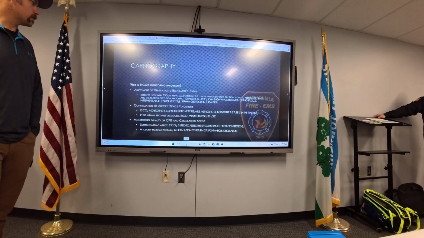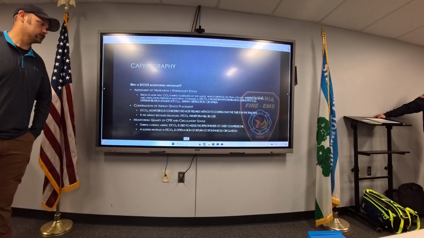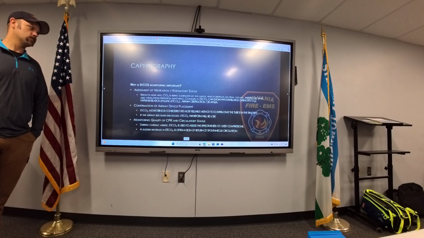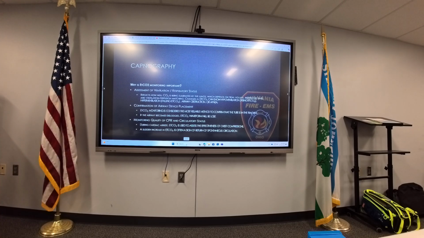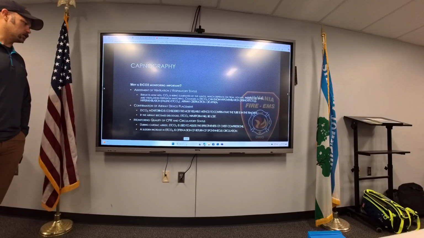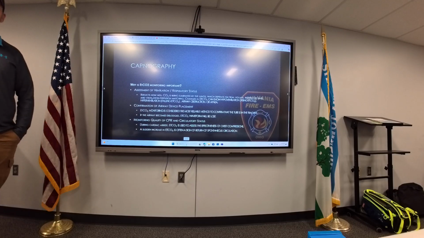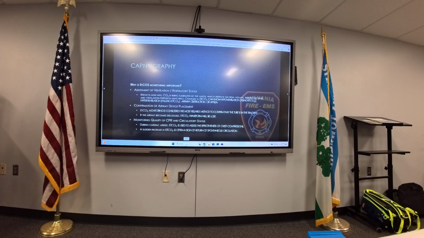Capnography. Why is end-tidal monitoring important? Assessment of ventilation and respiratory status reflects how well CO2 is being eliminated. There are plenty of variables. The biggest one we should use it for is confirmation of airway device placement. Even with the old colorimetric device, yellow yes, purple poor, those can sometimes be unreliable. End-tidal is considered the gold standard.